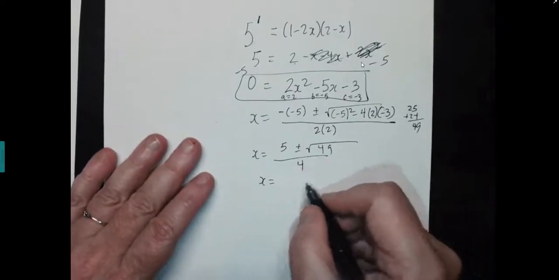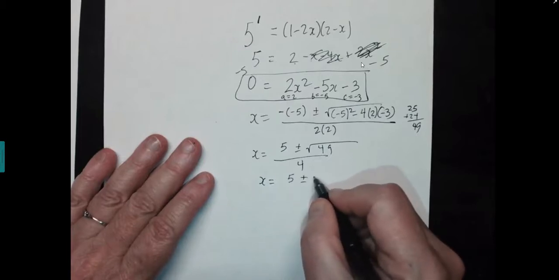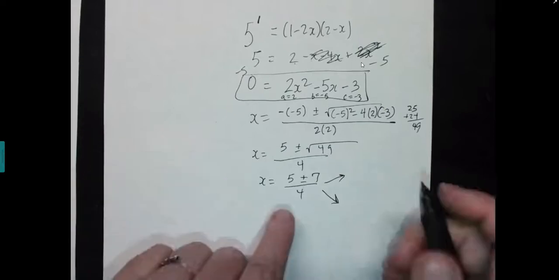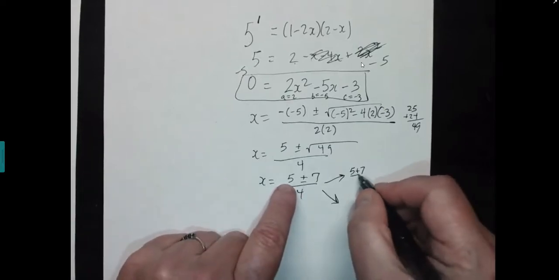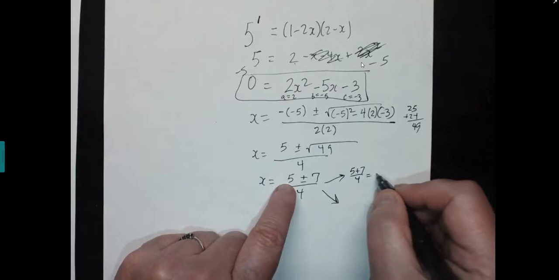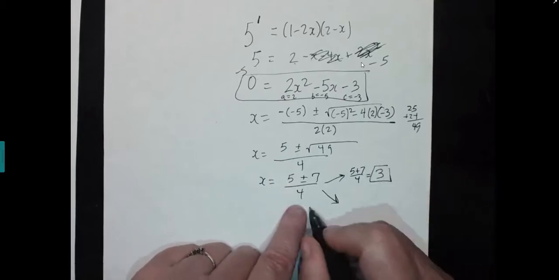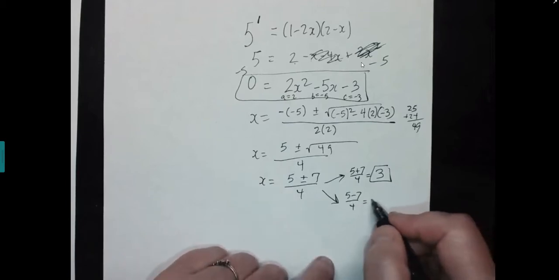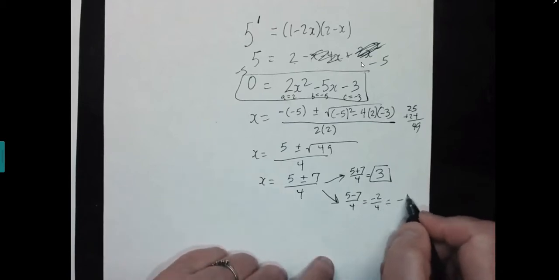This is starting to turn out nice. So I'll have 5 plus or minus 7 over 4. So I have two possibilities for x. I'll have 5 plus 7 over 4, which is 12 over 4, which is 3, or I'll have 5 minus 7 over 4, which is minus a half.